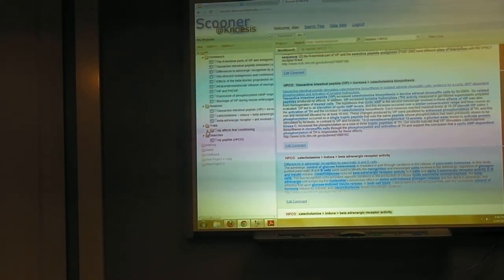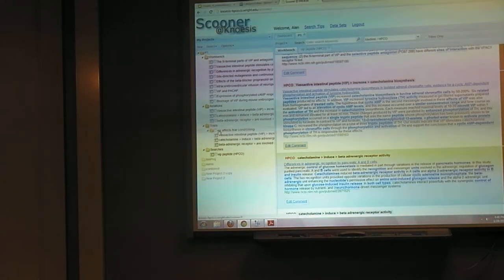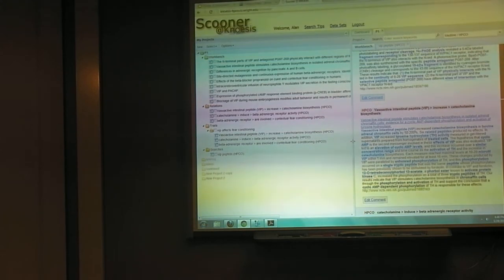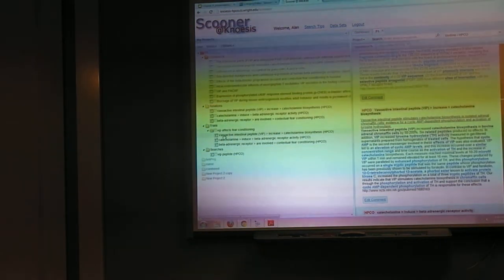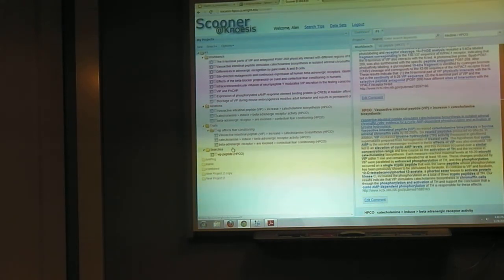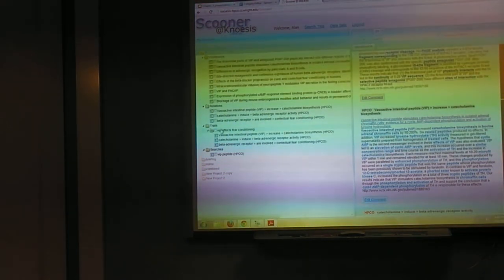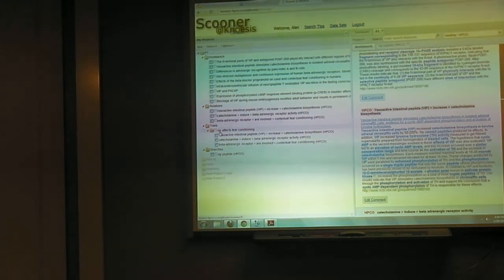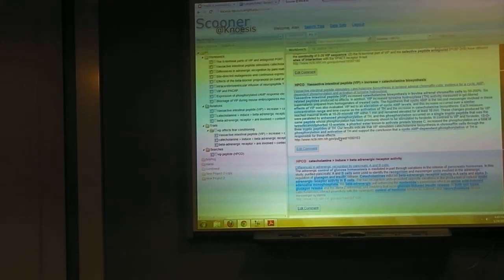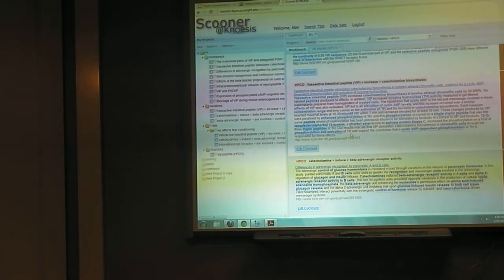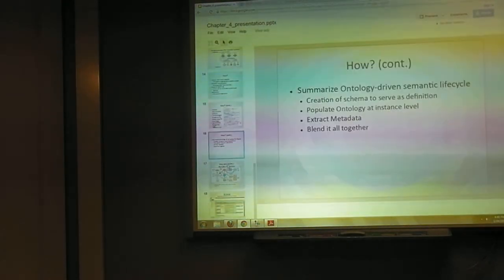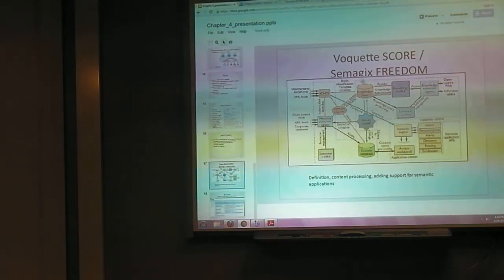And from there, the end result can be a hypothesis as follows. We see that this trail is built up of these relationships that were extracted. And just through this chain of relations, we end up with a hypothesis that the VIP peptide affects fear conditioning. And again, this uses some of the technologies that were in the architecture diagram of Scooner or Semantics Freedom.